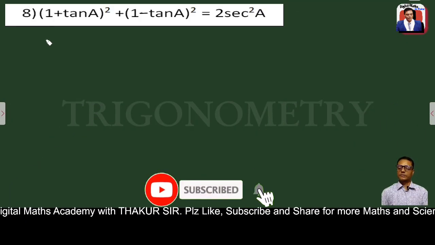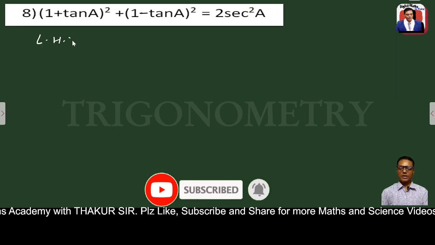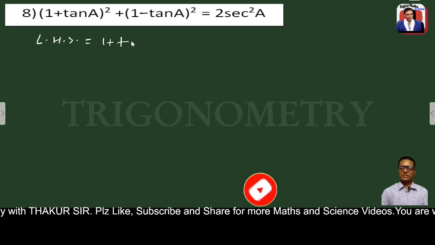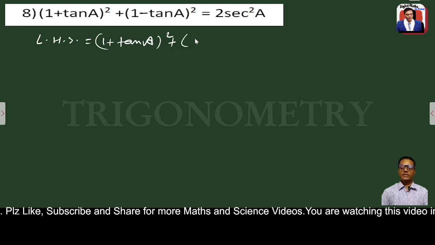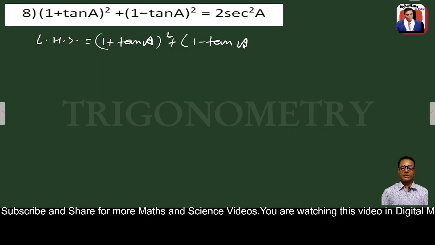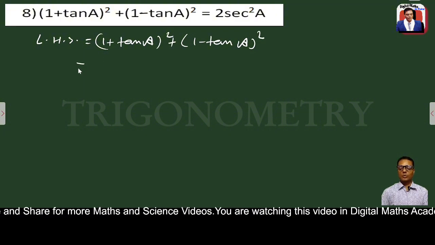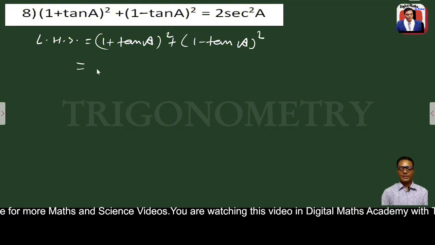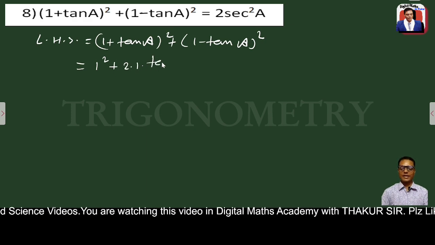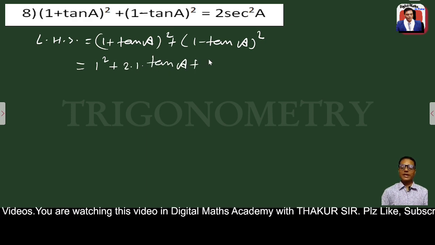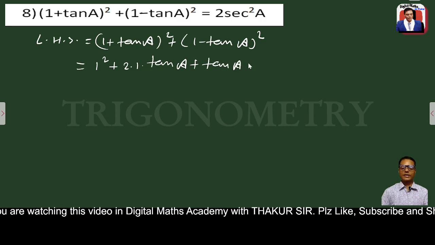Number 8. Here we have left hand side equals (1 + tan a)² + (1 − tan a)². So I am going to apply the formula (a + b)², that is 1² + 2·1·tan a + (tan a)², right? So we can write here tan² a.